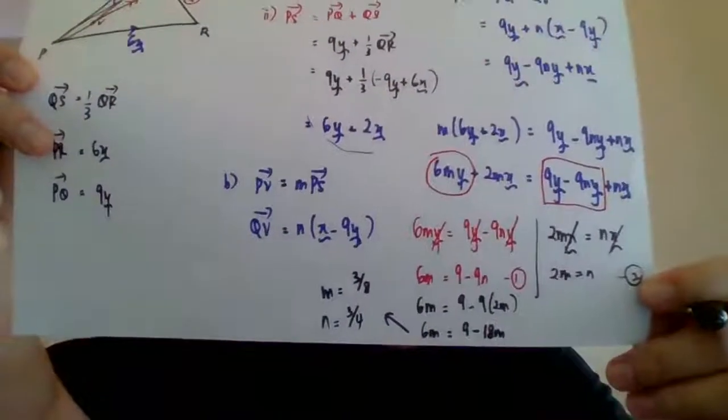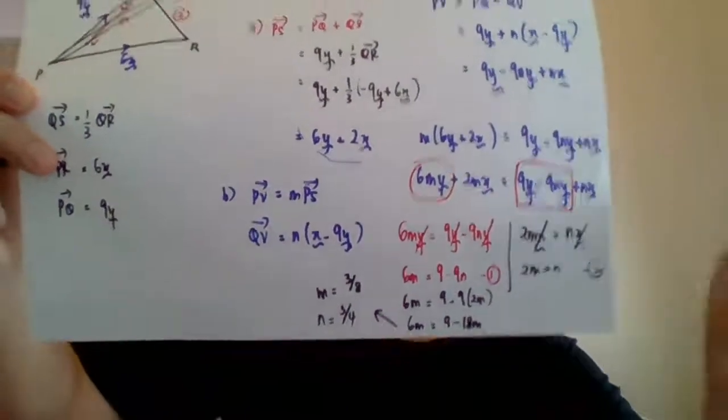Okay. Alright. So M, the answer is what? 3/8. Okay, you already got it. The answer is 3/8 for M. And how about your N? N is 3/4. Okay, thank you. So that will be the answer, right, guys?